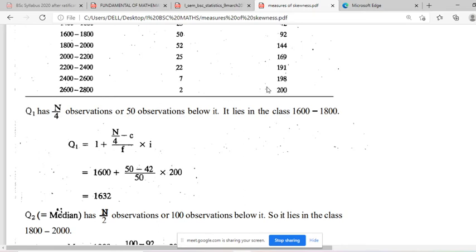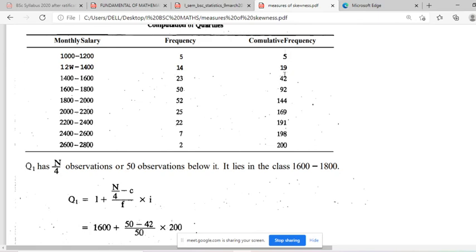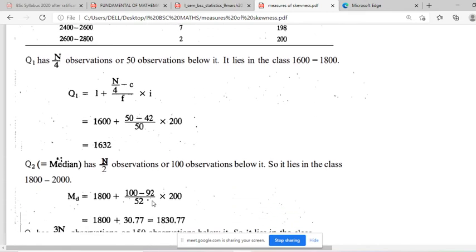The 50th observation lies in this class, because up to this we have 42 observations. So that class is 1600 to 1800, and the lower limit of that class is 1600. N by 4 is 50, the cumulative frequency just before that class is 42, and the frequency of that class is 50. The class length is 200. So that is substituted here.